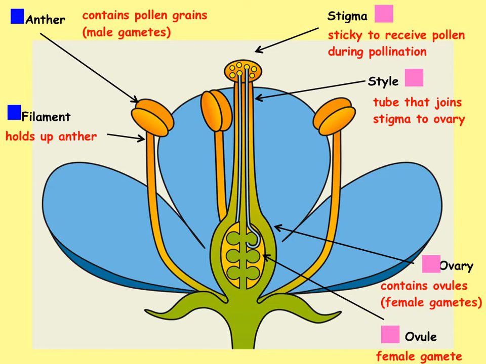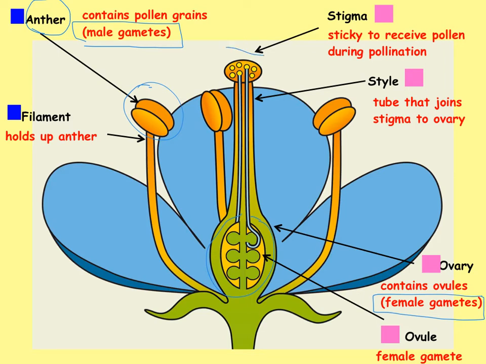So let's have a wee recap over the parts of a flower. Over here we've got the anther, and the anther in the flower is what contains the male gametes, and they're the pollen grains. We've got our anther here at the top, and then we've got the filament that holds up the anther. So the pollen is produced there, and the ovules, or the eggs, or the female gametes, are produced down here in the ovary in the flower.